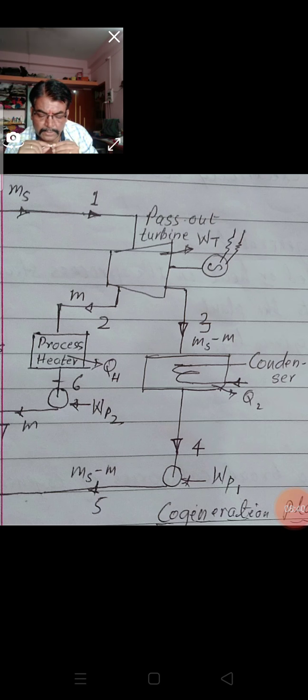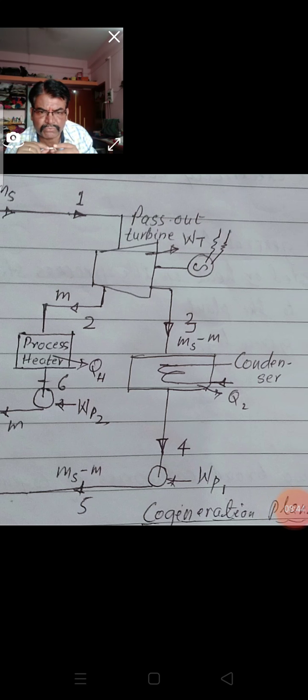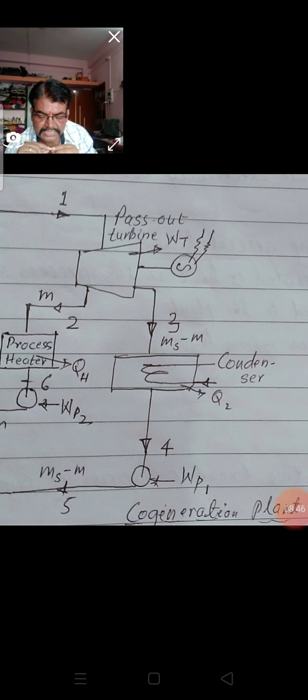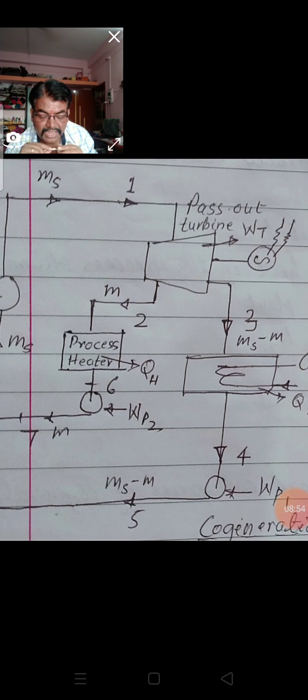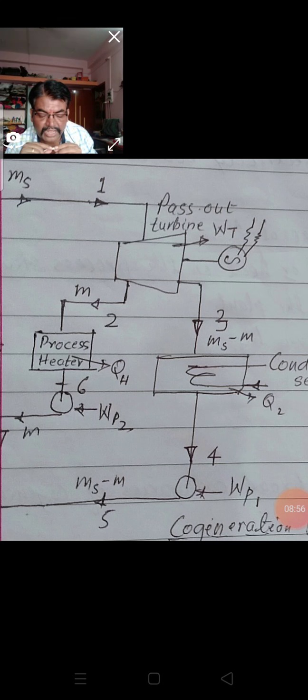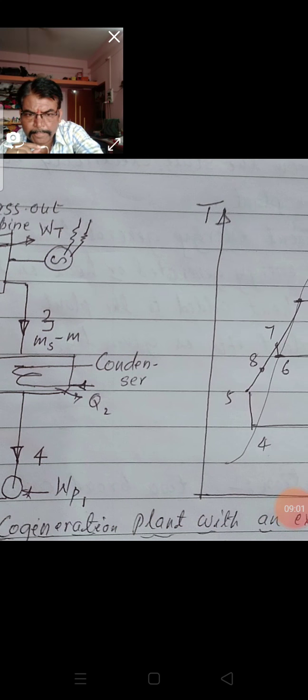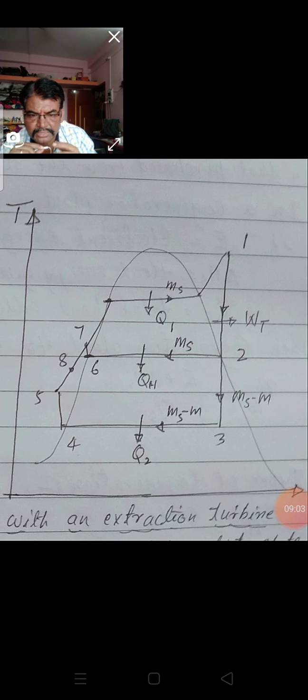Next, between 4 to 5, what is the equipment? That is the pump, also called the water pump. What happens when the pump pumps the water? By that time there is an increase in temperature. If you look at the TS diagram, the temperature increases and the entropy remains almost constant. So that happens in the water pump.